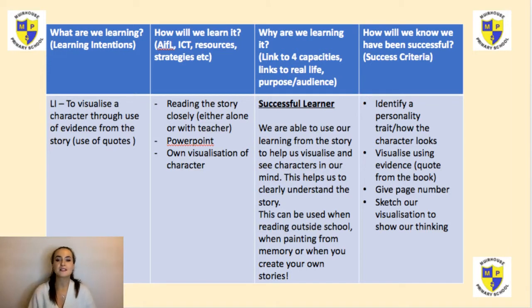So how we know we've been successful: you'll be able to identify a personality trait or how the character looks. So that's either looks or personality. Very straightforward. You should hopefully have a mix of the two whenever we get to our visualizer. You're going to visualize using evidence from the book, which is basically that you're going to use quotes to help explain exactly what you mean.